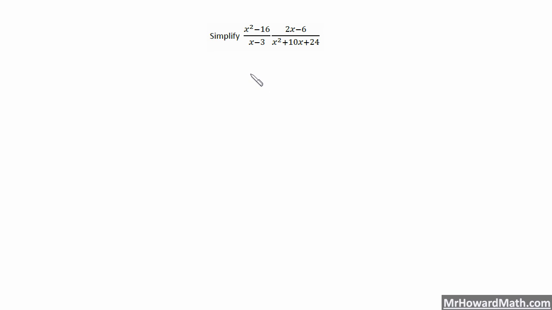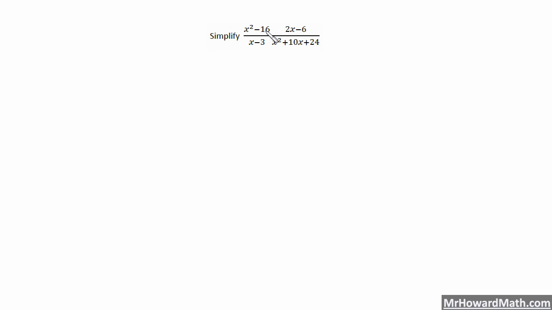Alright, this one we're asked to simplify. We've got two rational expressions. There's no sign between them, so we're multiplying. There's an implied multiplication. A common mistake that I saw in this unit is students, even though they're multiplying or dividing rational expressions, they were trying to set up a common denominator. You don't need to do that. You only do that when you're adding or subtracting. So here we're just multiplying.